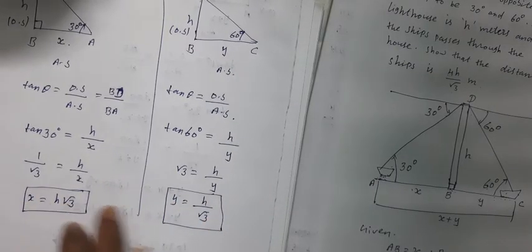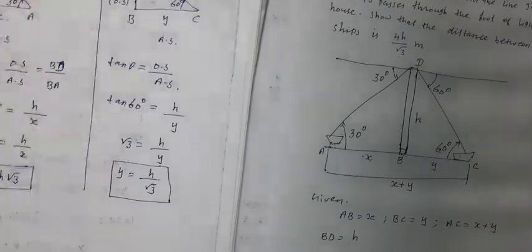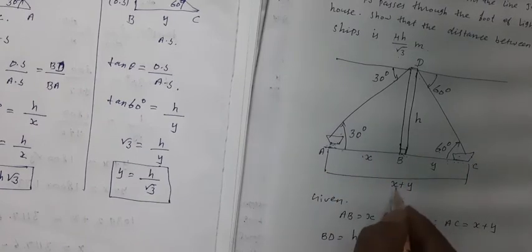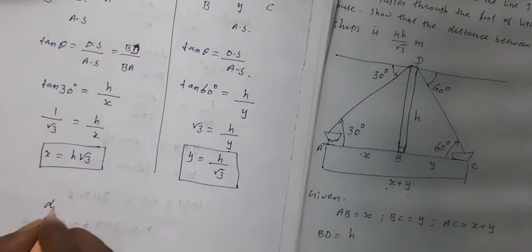So x is equal to h root 3 and y is equal to h by root 3. So next you want to find the distance between the two ships, that is AC you want to find. AC is x plus y. So now we can find the distance between two ships.